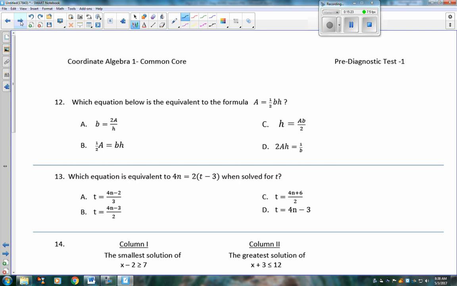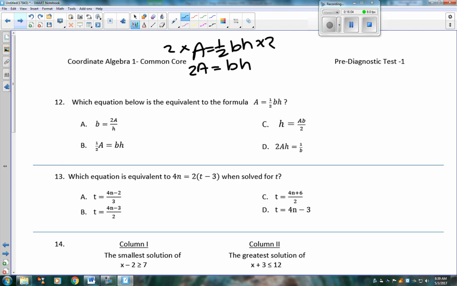Number 12. Which equation below is equivalent to the formula A is equal to 1/2 B times H? Okay. First off, let's try to solve for B. So I'll have A is equal to 1/2 BH. First off, multiply both sides by 2. So I get 2A is equal to BH. Well, I have 2A right there. No, I don't have 2A right there. Just kidding.